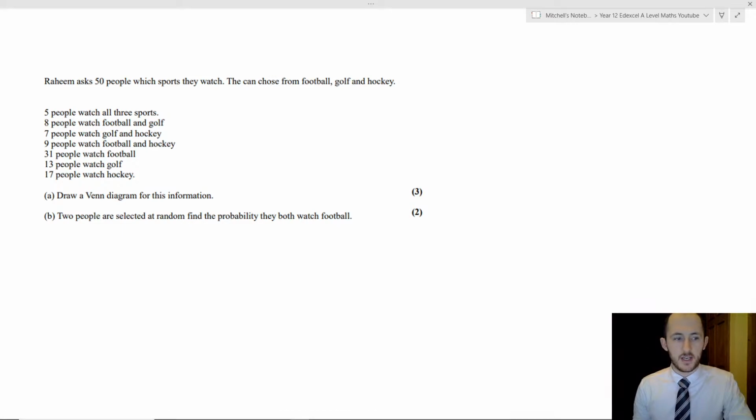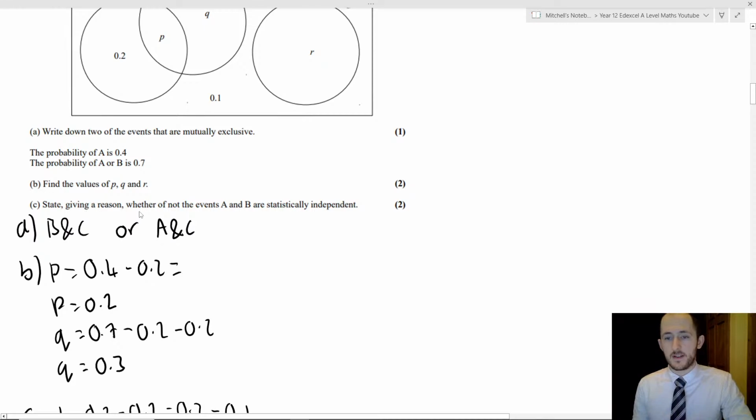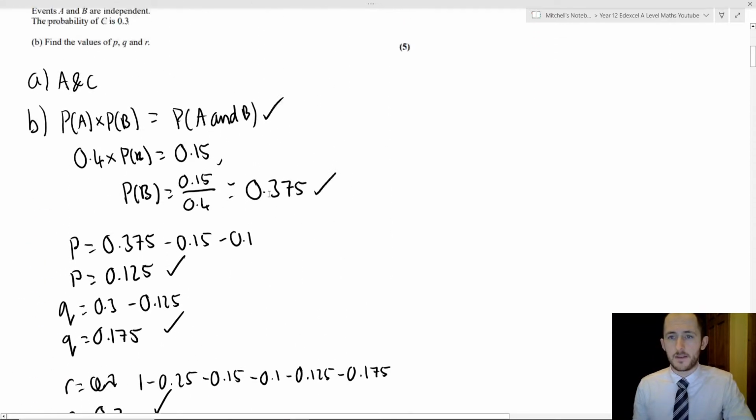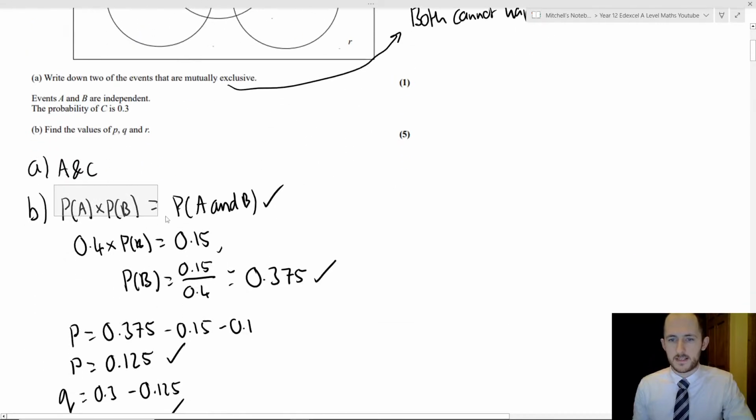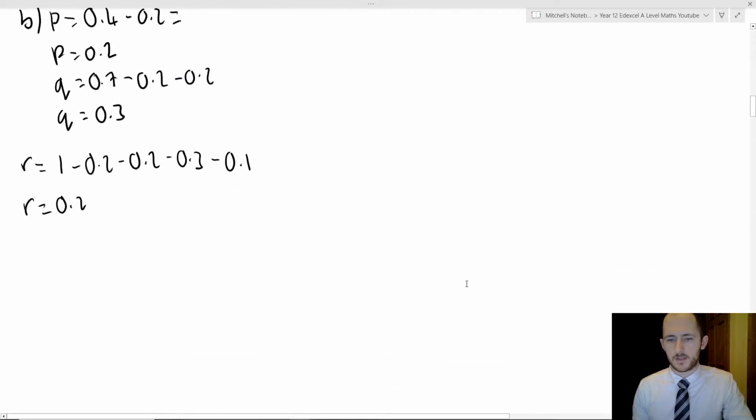Now here you have to actually draw your own, part C, giving a reason whether or not the events A and B are statistically independent. The way we do that is using this criteria here. If you multiply them together, we should get the probability of A and B. So I'm going to write C up here.